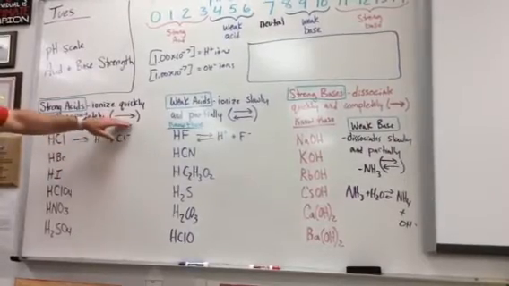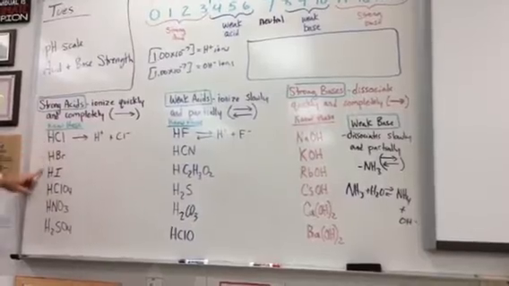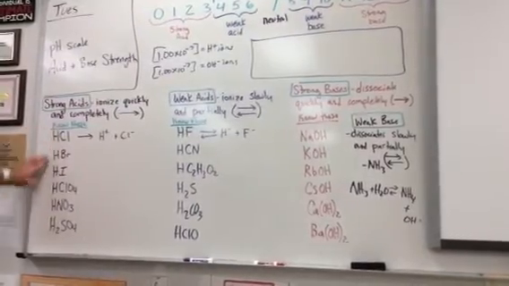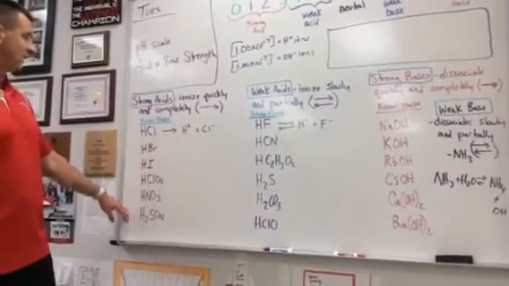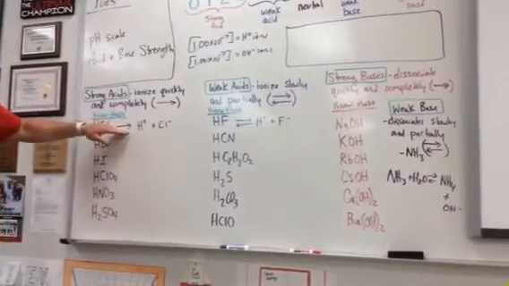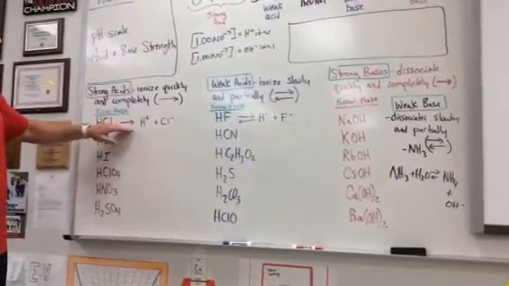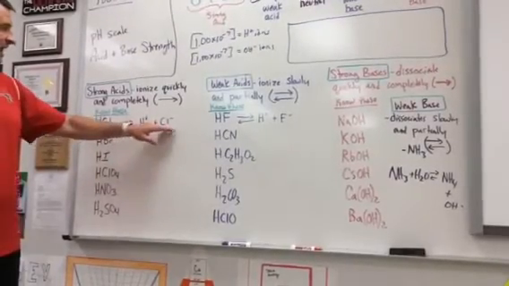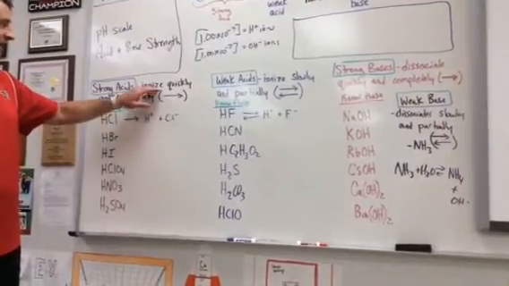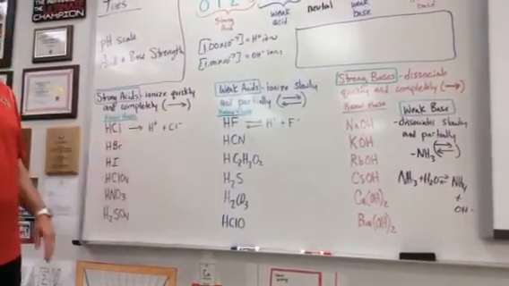And you'll always know it's a strong acid because there's one arrow. These are the strong acids that you're going to have to be able to recognize. But the biggest thing is you'll know it's a strong acid in the formula when there's only one arrow. So HCl is going to get broken down into H plus and Cl minus ions. That's ionization of HCl, and it does it quickly and completely.